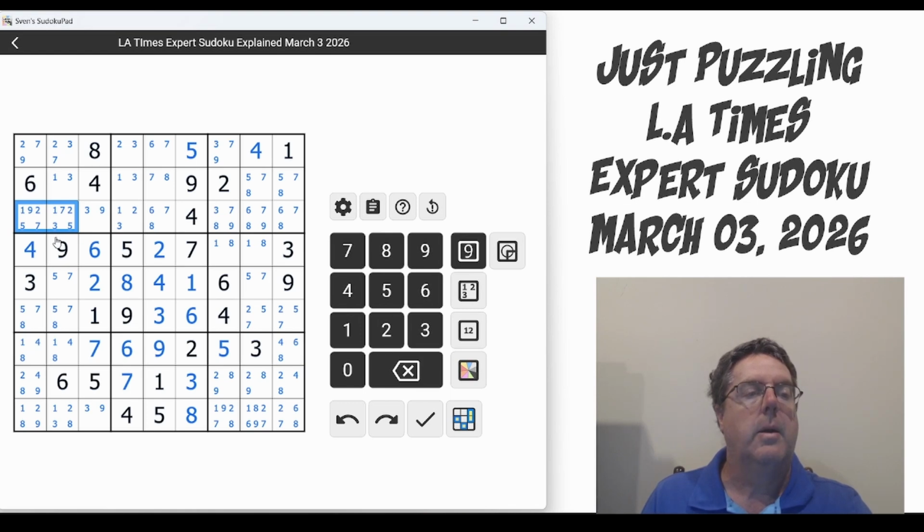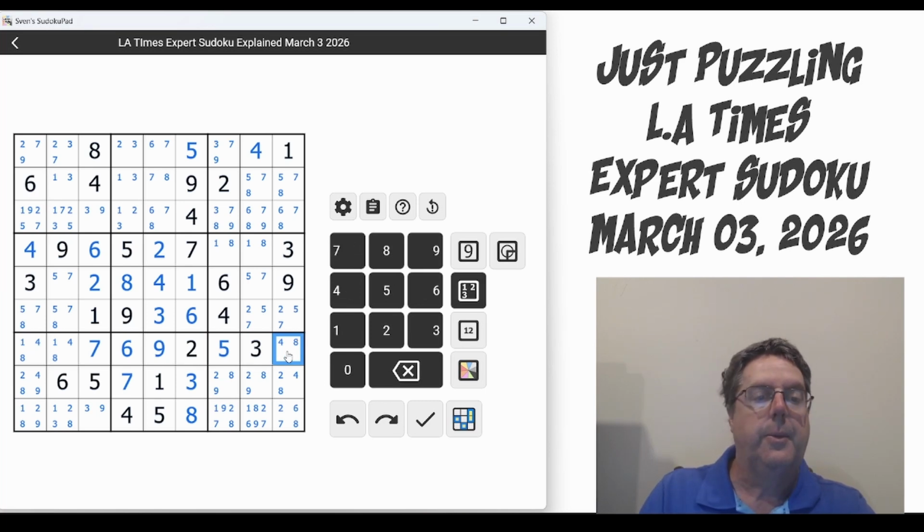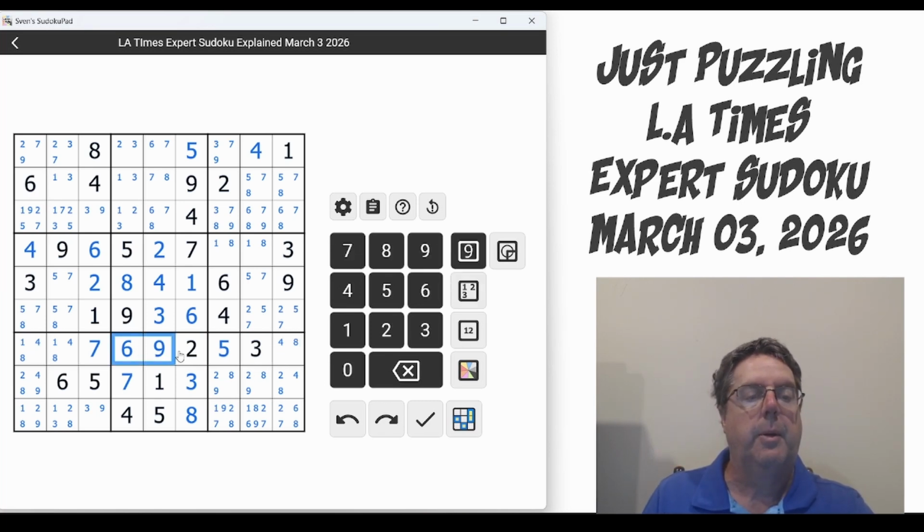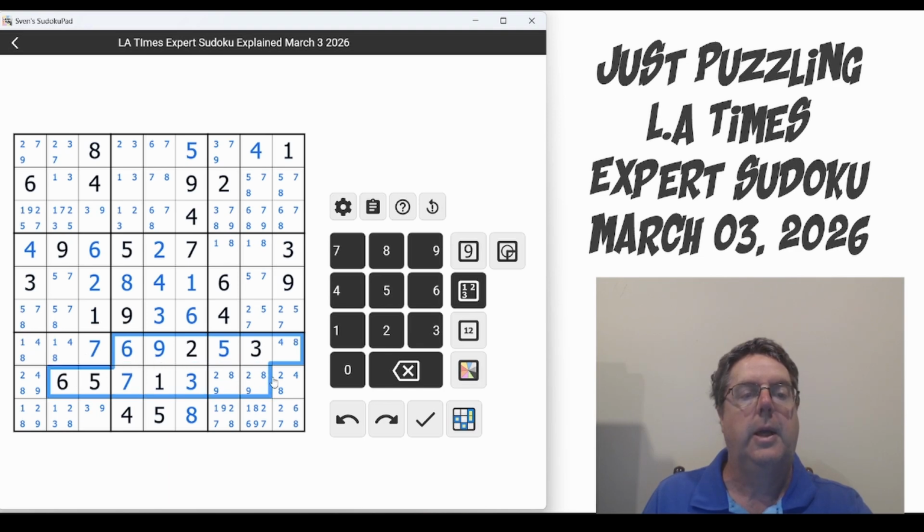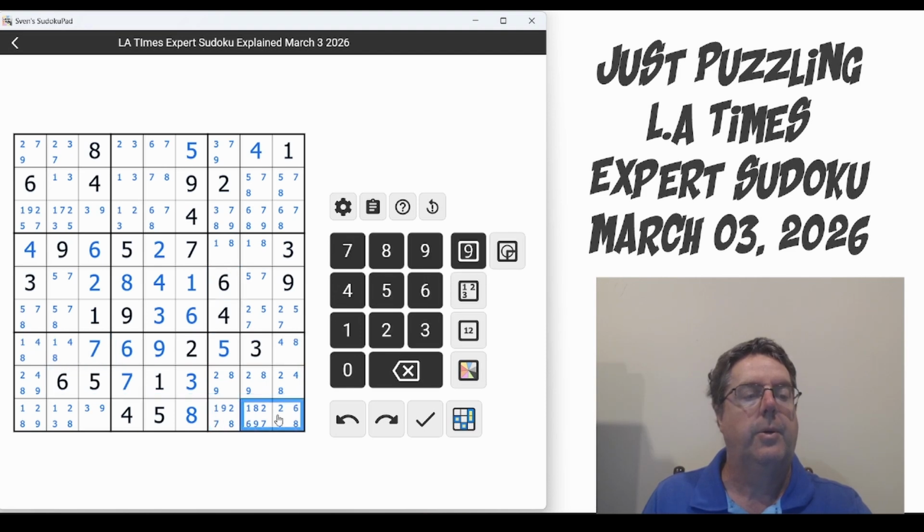3, 9, 1, 3, 1, 8, 5, 7, 2, 5, 8, 1, 4, 8. So something's gone wrong here. This can't be a 6. So 6 comes across here. 6 comes across here, and 6 comes down here. So these are a 6 here. 3, 9, 1, 2, 8, 3. So 1, 2, 8, 9. That's not going to happen.